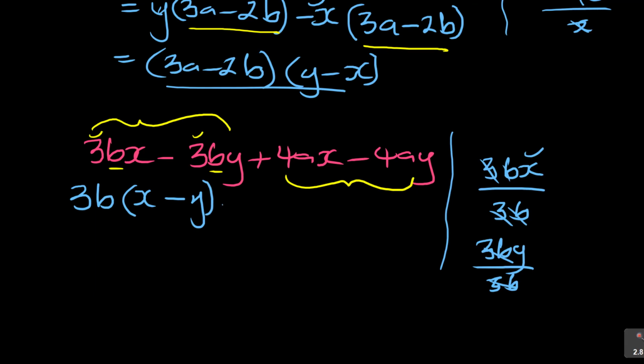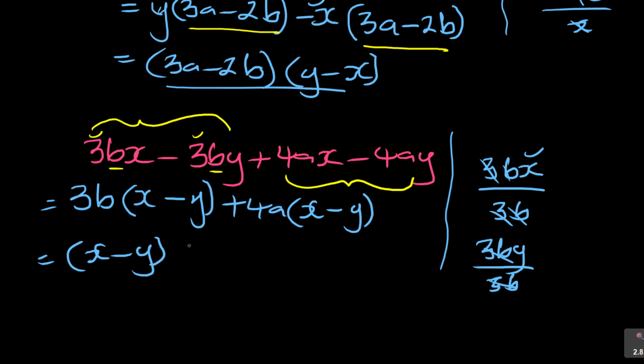Then again, always take out a positive. What is common is no longer a now, it's 4a. So when I cancel out the 4a, you see that x is left. So I write x minus, cancel out the 4a again, minus y. This one came out straight. You see, x minus y. So you write that bracket once, please. You write it once. x minus y. What is outside the bracket is 3b, the sign here plus 4a.